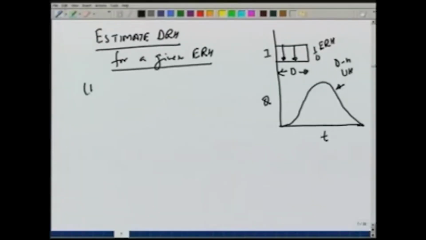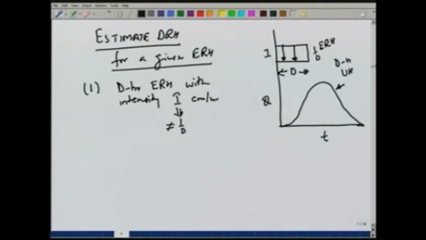So, let us say case 1 would be a d hour ERH with, let us say, intensity I centimeter per hour, and I is not equal to 1 over d, because if I is equal to 1 over d, then whatever UH we have derived would be giving us the DRH.